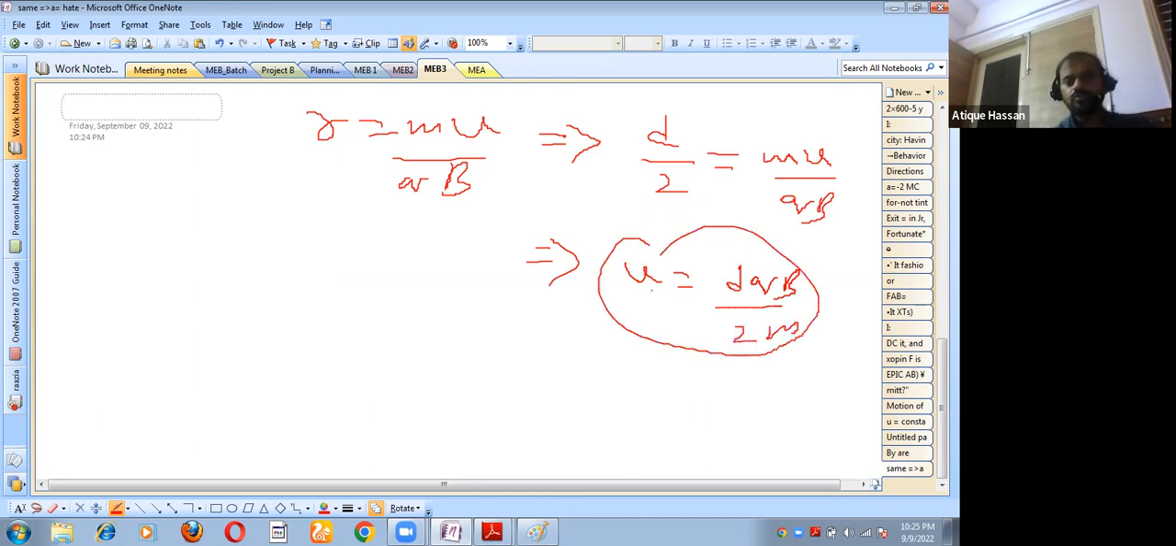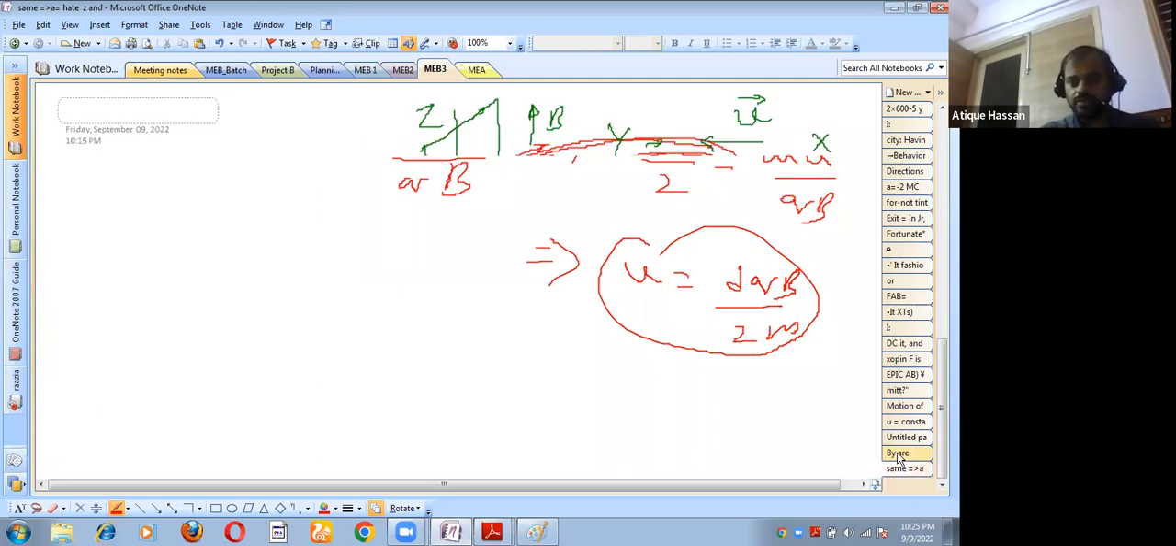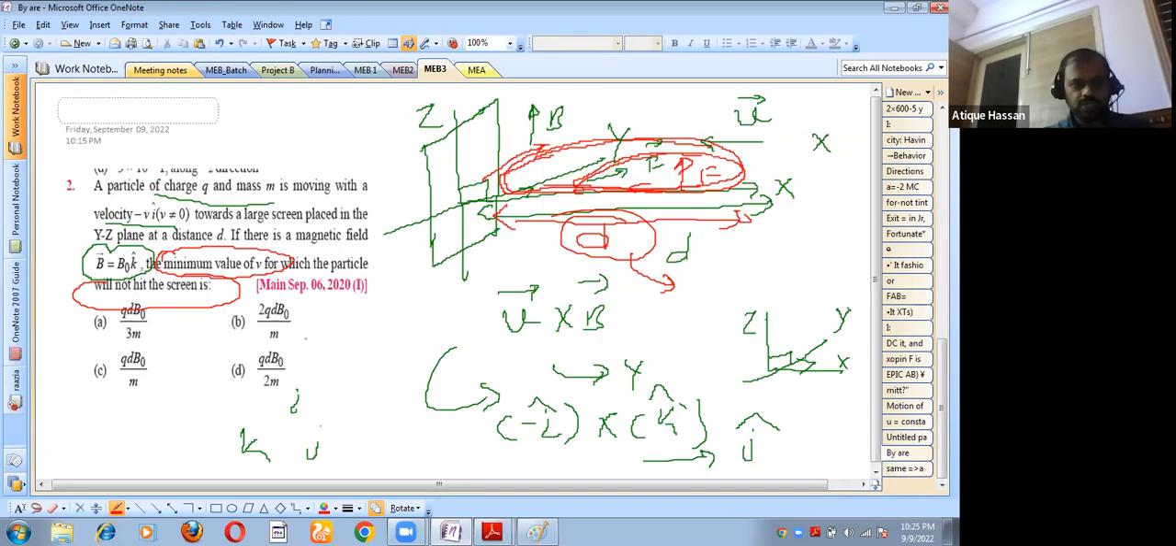Getting my point? And why is it minimum? It should just turn. That is why the velocity is minimum. So it should be qBD upon 2m. Match the option qBD upon 2m. I think b is the correct answer. No, not b, I think d is the correct answer. Understood? Anyone having any doubt, please ask. Why is it minimum? Since before hitting the screen, it just bent. That is why V is minimum.